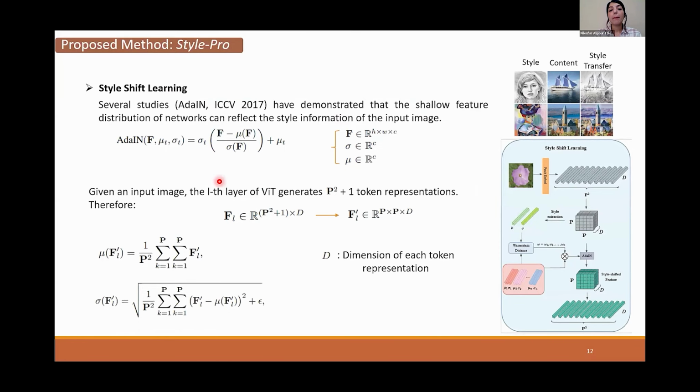Here we are using a highly cited paper from 2017. It shows that whenever you want to keep the content information of the image and just change the style, for example, this is your desired image, keeping the content of it but changing the style.